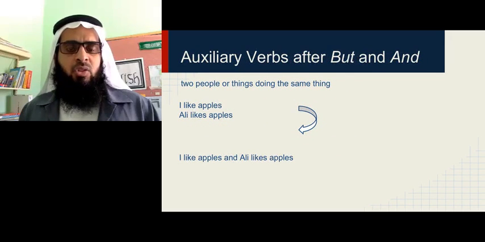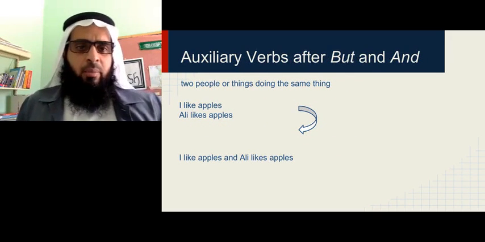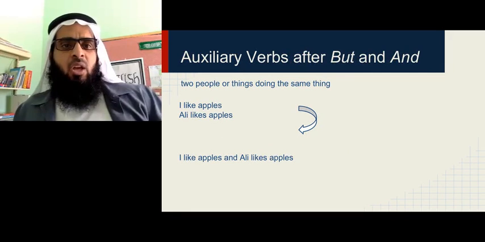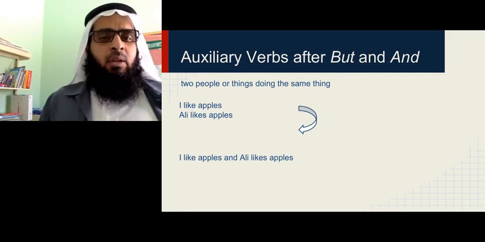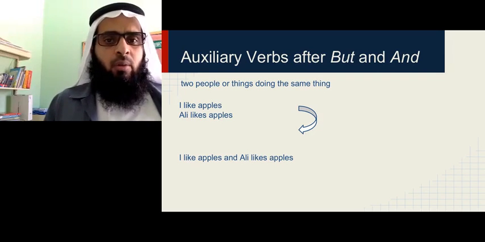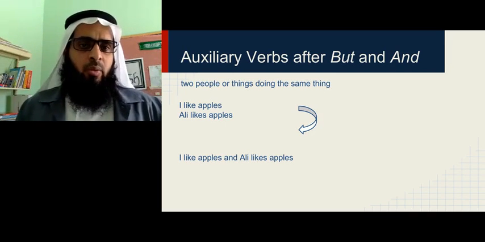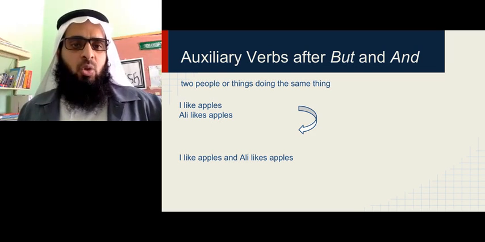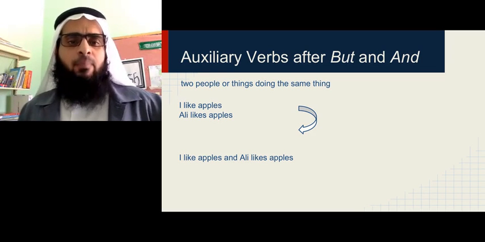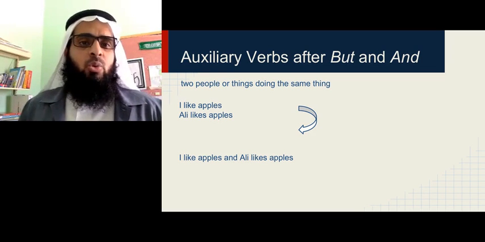All right, so now the last section of grammar that I would like to explain is auxiliary verbs after but and and. And if you don't know what an auxiliary verb is, it's like is, am, are, has, had. All these are auxiliary verbs. Now, if two people or two things are doing the same thing, like I like apples and I like apples, you can join the two sentences by saying I like apples and I like apples. But that is not the right way to do it because this sentence is really long. However, the right way to do it is to use and or but.